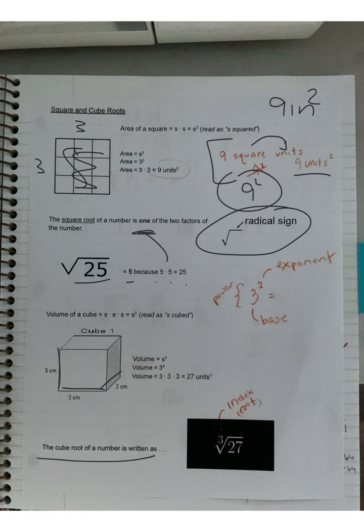We also talked about the cube root of a number is written like this. That 3 that's right in here, that's your index or your root. So this, down here, this box, it would say the cube root of 27. The radical sign that we have right here, we don't write anything inside there. We don't write a 2, it's implied. It's implied that it's there.